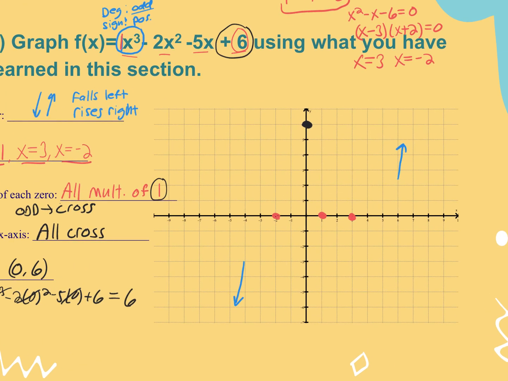So I know at the very left, we have to go down. And at the very right, we have to go up, right? So that accounts for the end behavior, right? Let me erase that.